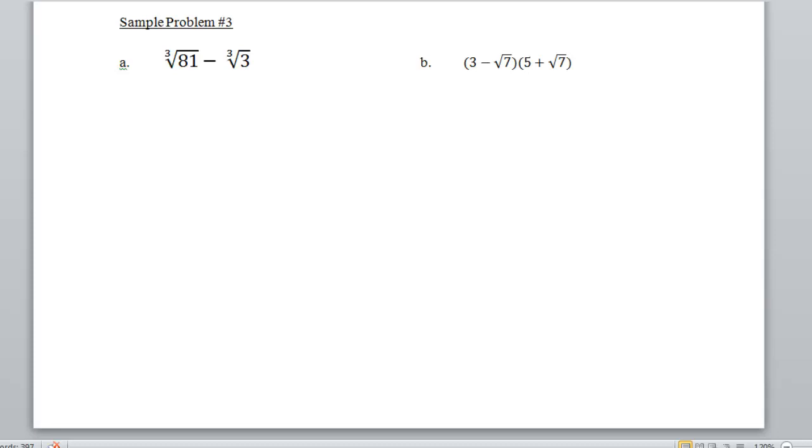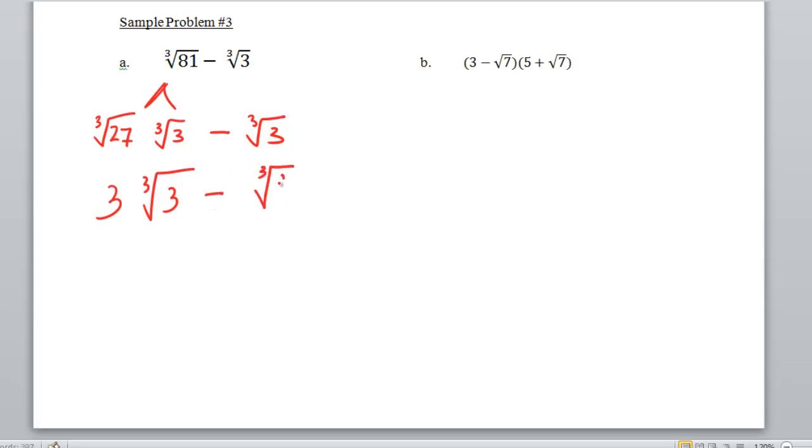Okay, for part A, you can see that the cube root of 81 and the cube root of 3 are not like terms. So really we've got to see, what can I break this up to that would give me a cube root of 3, because I know I want it to be the same. And so if you just did simple division of 81 divided by 3, you're going to get 27. So we have the cube root of 27, and then of course minus the cube root of 3. Now the cube root of 27, and you can use your calculator again, is simply 3. So we have 3 times the cube root of 3 minus the cube root of 3.